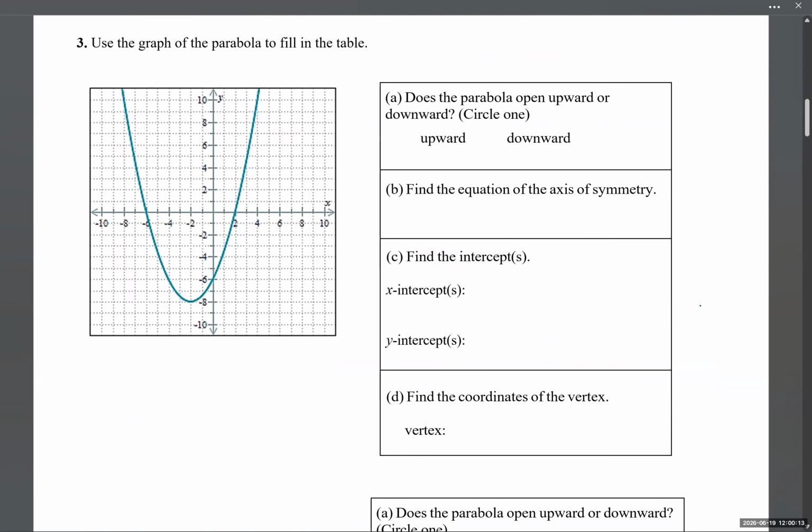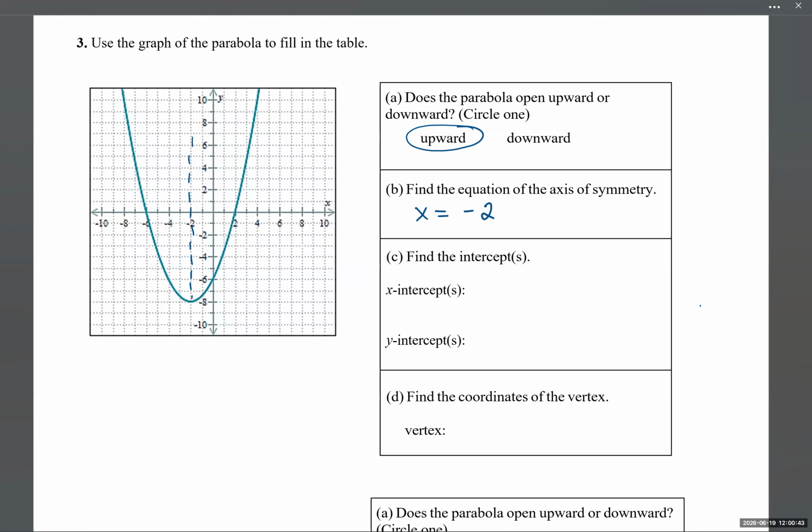Number 3, we're analyzing a graph of the parabola. So first of all, does the parabola open up or down? This one opens up. Find the equation of the axis of symmetry. Well, the axis of symmetry is the line that the parabola is symmetric over. And for us, that is at x equals -2. Equation means that you have to have x equals as part of your answer.